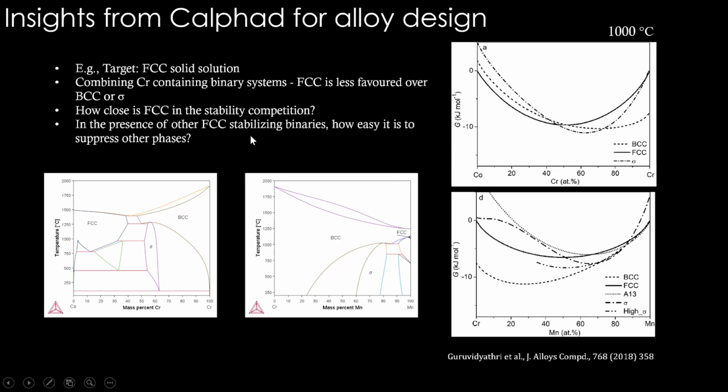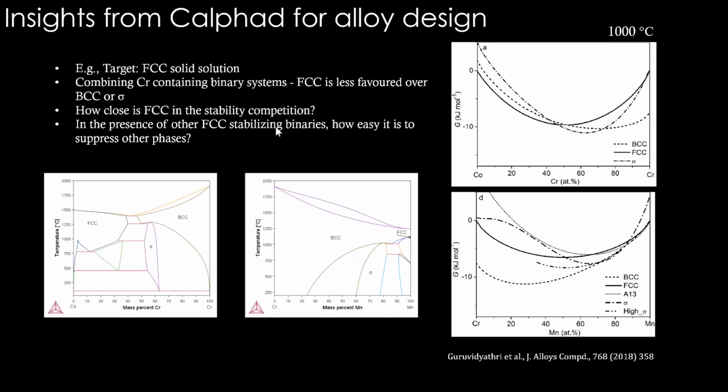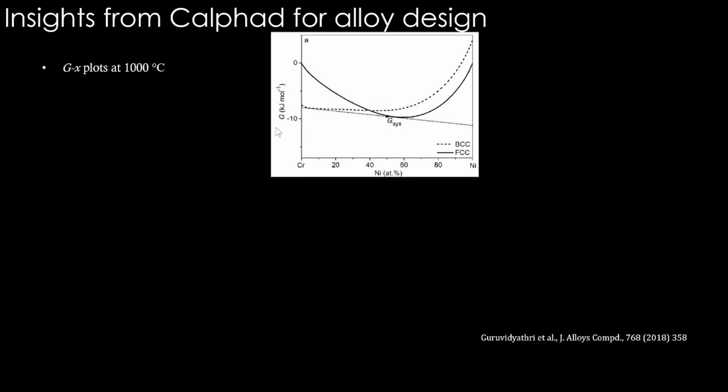In the presence of other FCC stabilizing binaries, how easy is it to suppress other phases? Because other binaries, the cobalt nickel or manganese nickel kind of binaries, if they are added along with these binaries, then there is a very strong FCC stabilizing tendency. Is that tendency good enough to suppress this BCC? So this is an interesting question to ask. So quantification can also be done if we go along these lines.